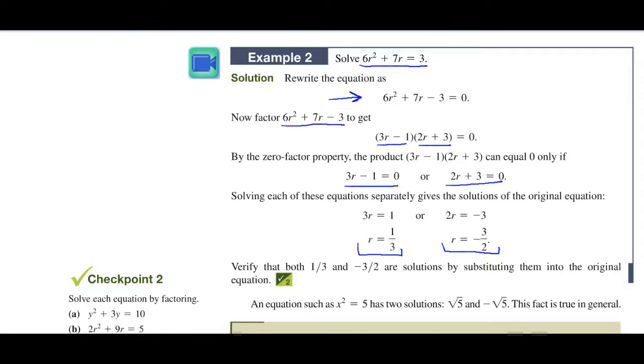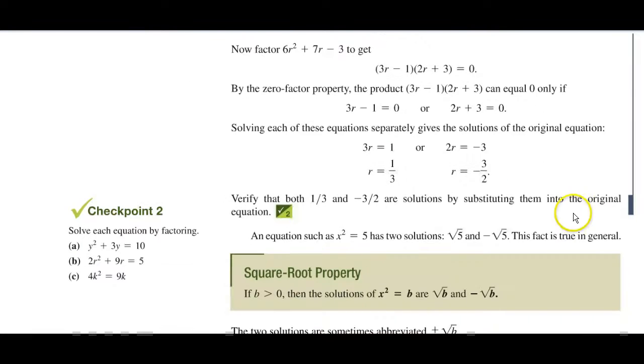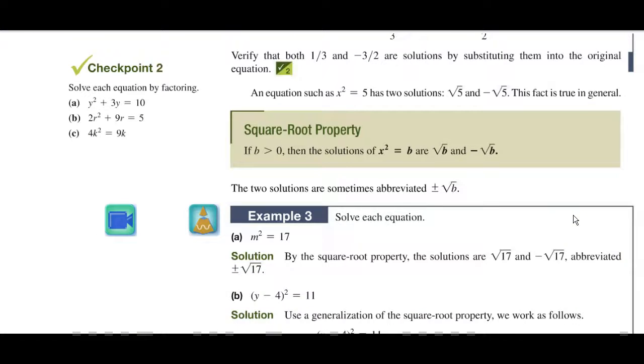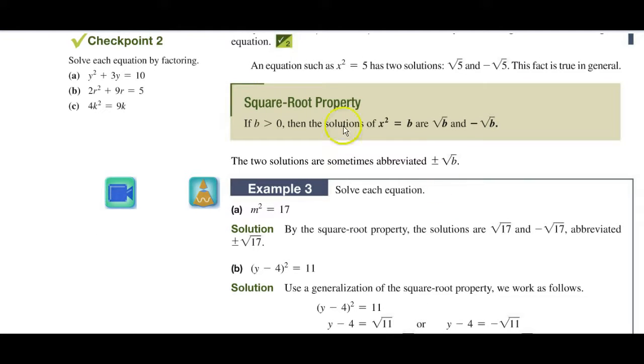Now, you may notice that we are getting 2 solutions. And the reason is that these are quadratic equations, and you should have a number of solutions equal to the degree of the variable.